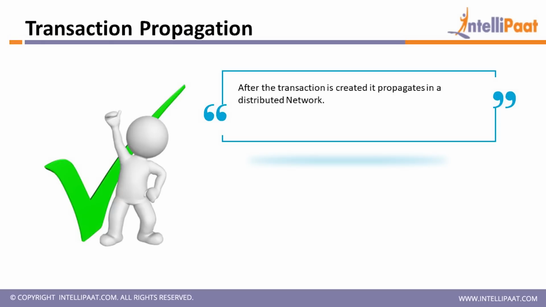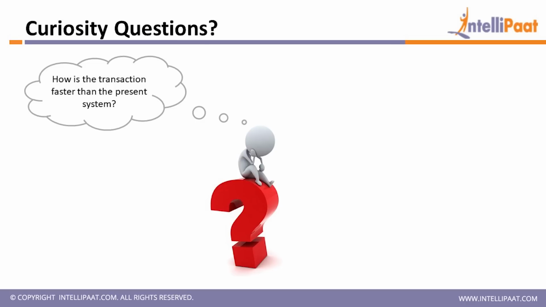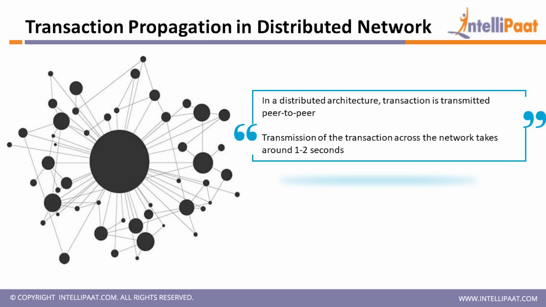So how are transactions propagated over the distributed network? How are the transactions faster than in the present system? What happens when you do a transaction in the current system? You may be connected at a significant distance from your recipient. So the network delay will cause a delay in your transaction, and that can be a significant amount of time. But when you transact in a distributed network, in a distributed architecture, the transaction is transmitted peer to peer.